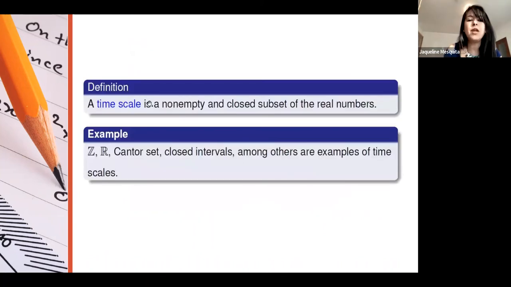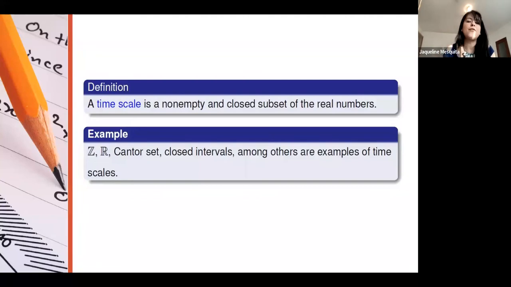So here we have the definition of a time scale. A time scale is a non-empty closed subset of the real numbers. We can have many examples. For the discrete case, Z is also a closed subset of the real numbers and is also a time scale, and this is the setting of difference equations. When we have the real numbers, this is the setting of differential equations. But we can also have much more complicated time scales, such as the Cantor set, or for example the union of closed intervals. In that case, we can have hybrid behaviors.